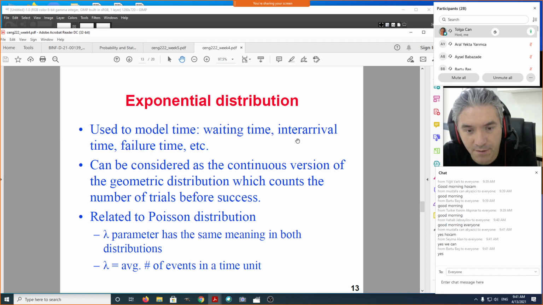And on Thursday, the quiz is going to be about this chapter 4, one of the distributions that we are seeing in chapter 4.